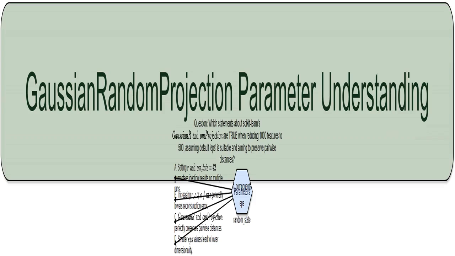This section's focus is understanding the various parameters for Gaussian random projection in the scikit-learn library, their roles and interactions. I'll help you get a good grasp of how they affect the dimensionality reduction process.